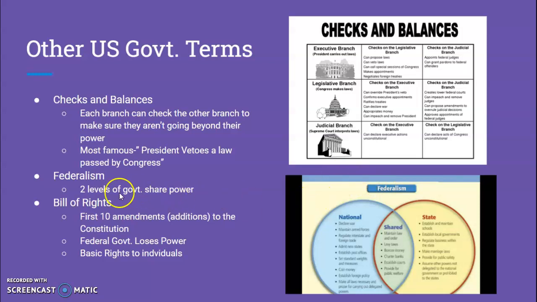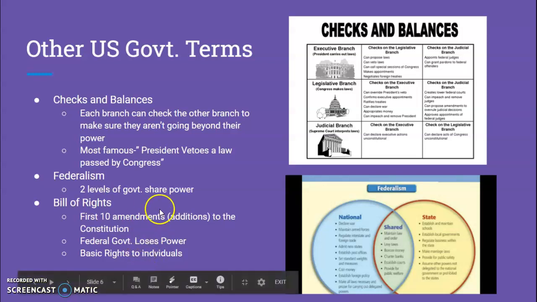And the last one we have here is the Bill of Rights. These are the first 10 amendments or additions to the Constitution. When the Bill of Rights is passed, the federal government will lose power. So for instance, in the Bill of Rights, we have freedom of speech and freedom of religion. If we're guaranteed that, that means the federal government cannot take that away. So they don't have the power to do that. So they're going to lose power in the Bill of Rights. Again, you get basic rights to individuals.